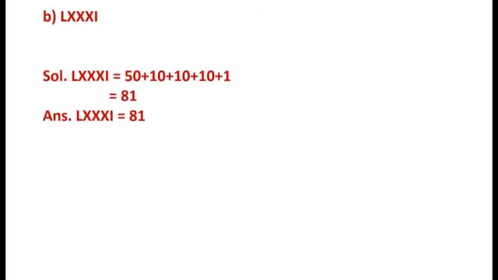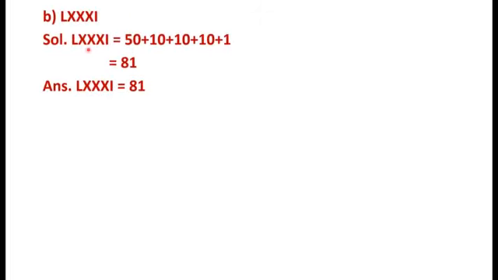So the answer is 56. Next question is children, LXXXI. So you can see here for L we have written 50, XXX 3 times X, that means 10 plus 10 plus 10, and for I we have written here 1. So when we add all this, we will get 81. So the Hindu Arabic value for LXXXI is 81.